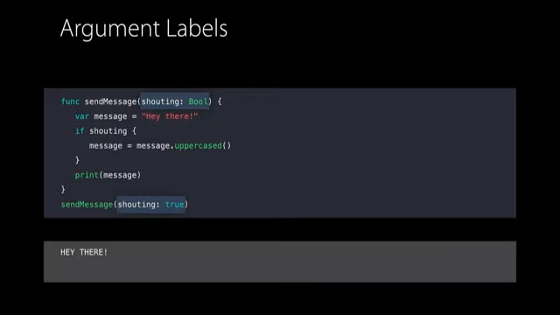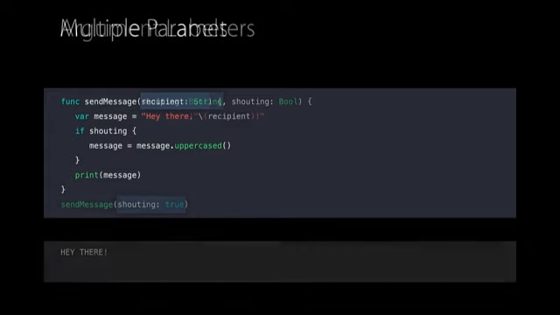Labeling your arguments makes your code read better and makes the purpose or intent of each argument clear. In this case, if you left out the shouting label, someone reading your code later might think that true just indicated whether the message should be sent at all. So you can shout a message, but who are you going to send the message to? Let's add another parameter that lets us address the message to someone in particular.